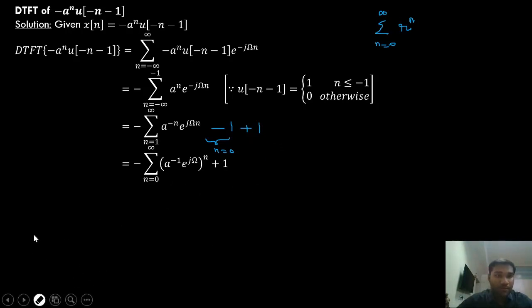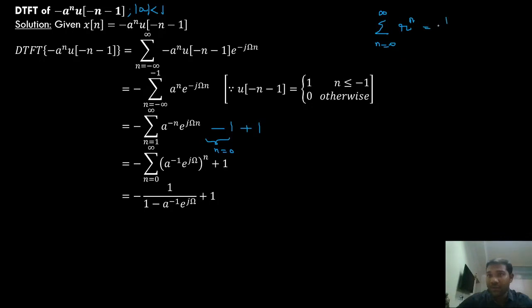Now the same formula we'll use again, right? In this case also mod a is less than 1. This has to be specified in the question. I forgot to mention this. Mod a is less than 1. So the entire term again is less than 1. So this expression reduces to 1 by 1 minus r.